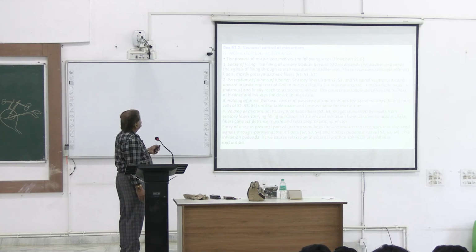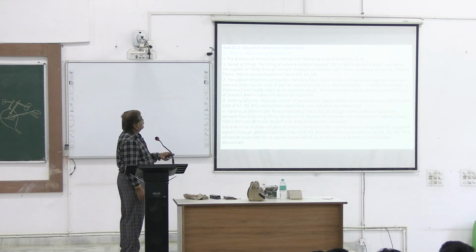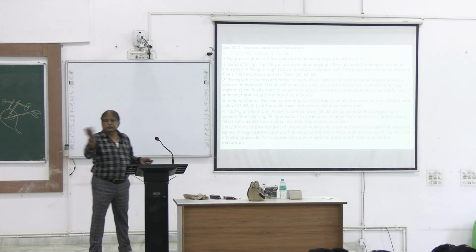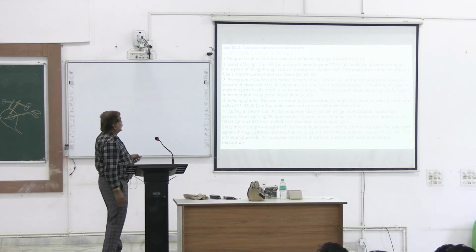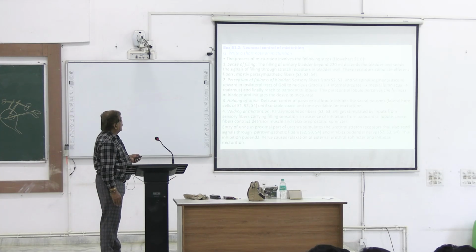Neural control of micturition, write a short note on. This can be a small question. The process of micturition involves the following steps. Sense of filling of the urinary bladder, 220 ml, the flow chart that has been shown earlier. So this is important. Holding the urine. Now this is holding of urine.